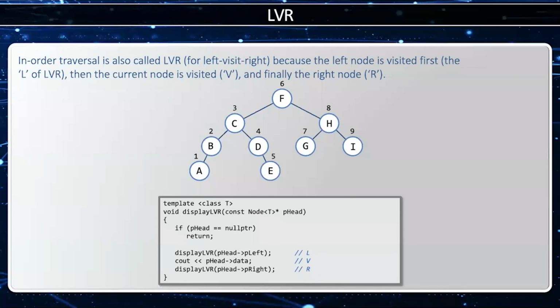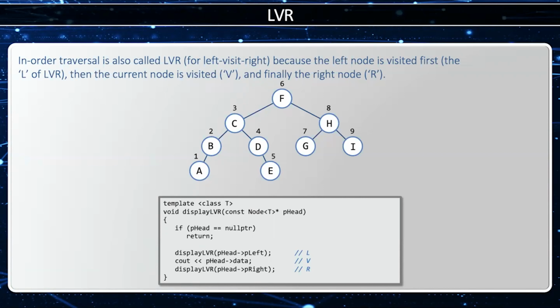So how do you traverse a binary tree? This video will explain 4 different methods to traverse a binary tree. The first method is called LVR, or left visit right, otherwise known as in-order traversal. First, we take P left, then we visit our node, and then we go P right. So our algorithm is recursive.